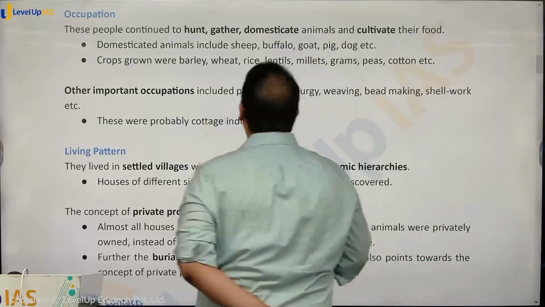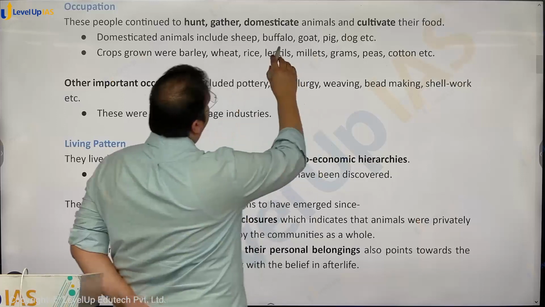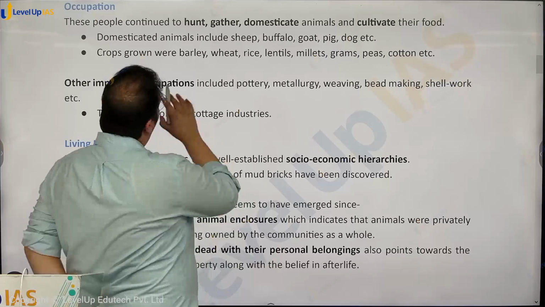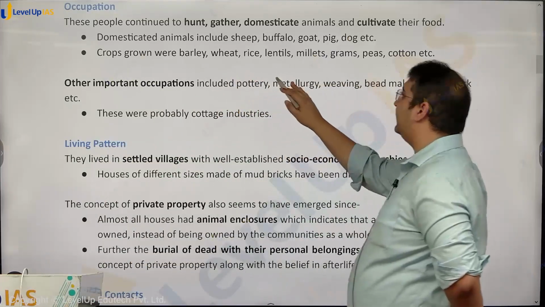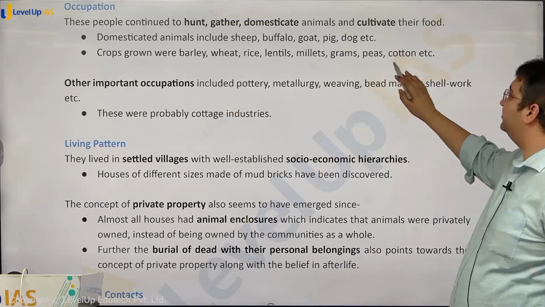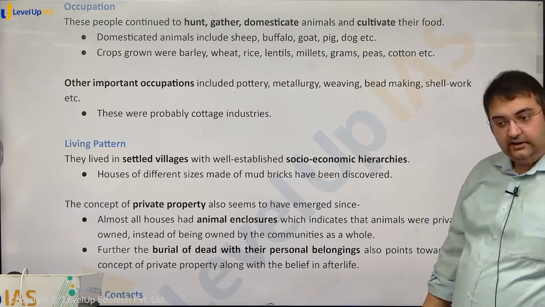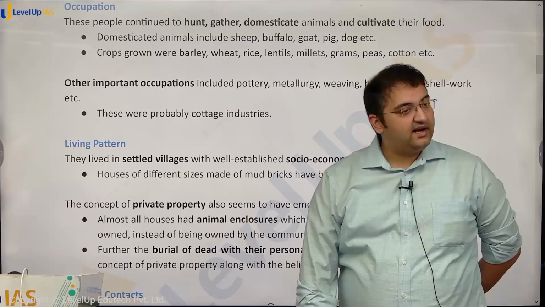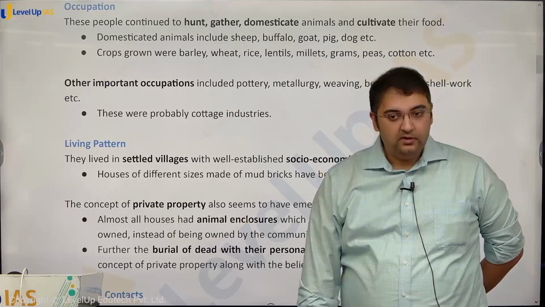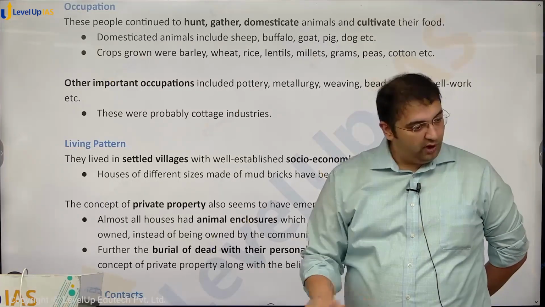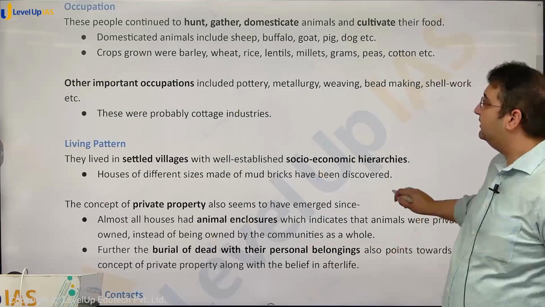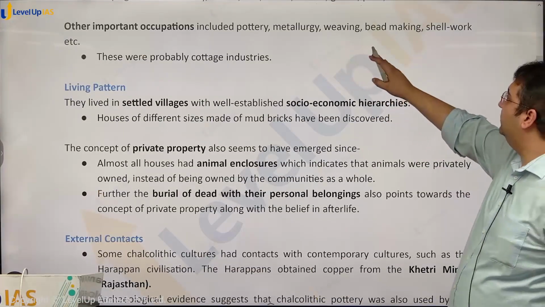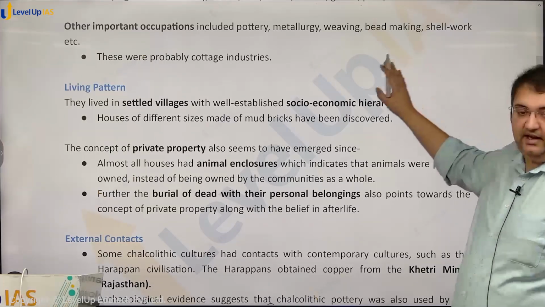Domesticated animals में क्या-क्या involved थे? Sheep, buffalo, goat, pig, dog, etc. Crops grown were barley, wheat, rice, lentils, millets, grams, peas, cotton, etc. Right? So a wide variety of animals and a large variety of crops were being domesticated. Both food crops as well as non-food crops were domesticated. Other important occupations included pottery, metallurgy, weaving, bead making, shell work, etc.